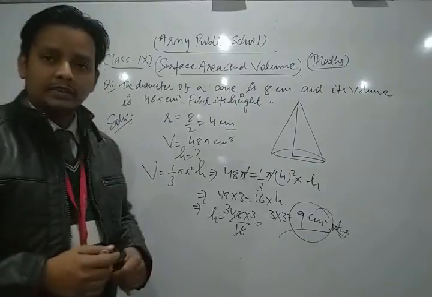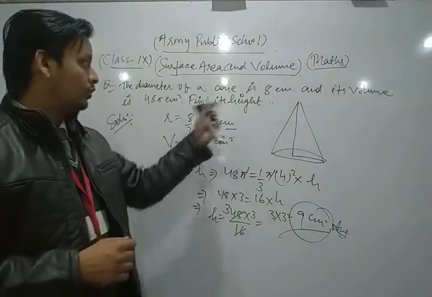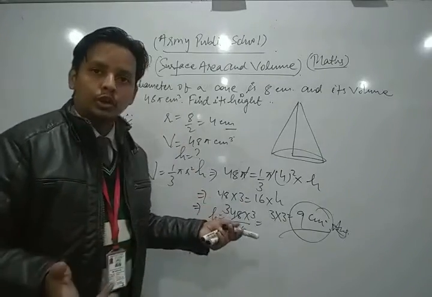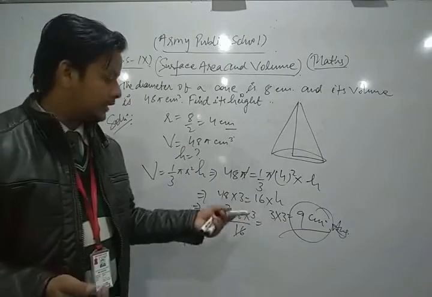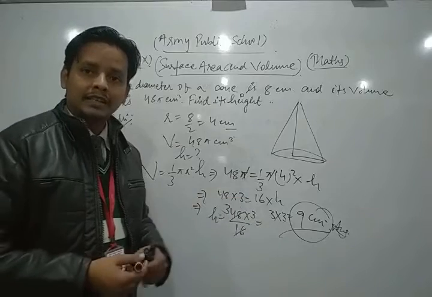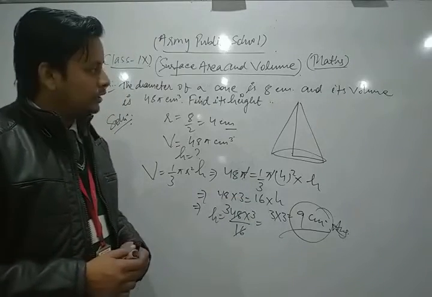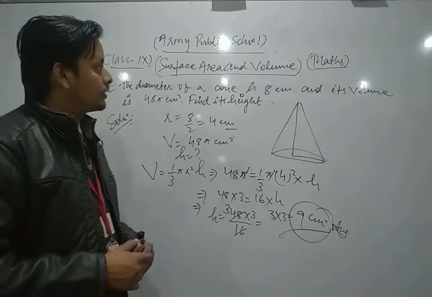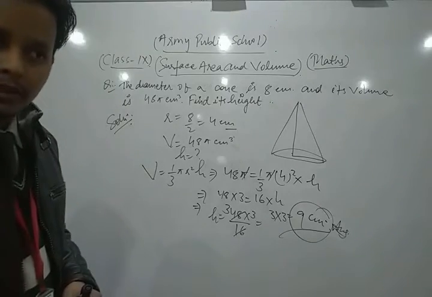Now in this way we can solve that. Volume is 48 pi and we find its height. We apply the formula for volume, put in all the values, and get our result. The height of the cone is 9 centimeter. Now dear friends, we take and solve some other important questions based on surface area and volume. Let's see, dear friends.